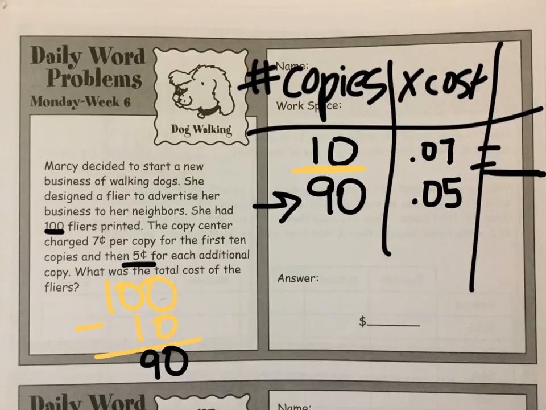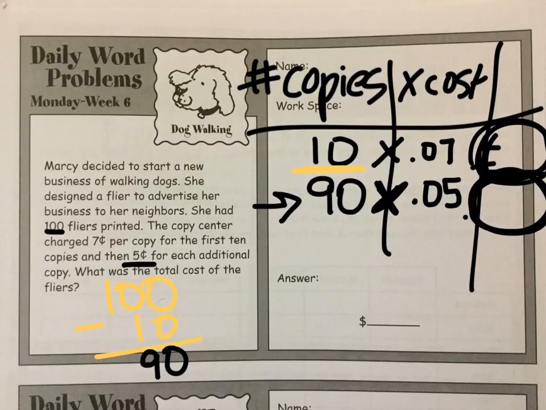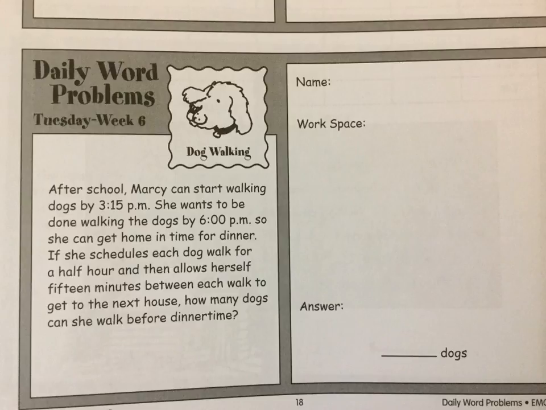I could, if I wanted to, take 7 cents and add that 10 times: 7 cents plus 7 cents plus 7 cents. I don't really want to do that. I want to speed things up a little bit. A quicker way to repeatedly add is just to multiply. So I'm going to take that 10 and multiply it by 7 cents. Go ahead and calculate that and fill in the blank there. Then the same thing: I'm going to take those remaining 90 copies and multiply that by my 5 cents. Put your total there for however much that is. The final step, as indicated from our problem, is to find the total cost. Once you have those two amounts, add them, and that should give you our total cost for those flyers. Great job.